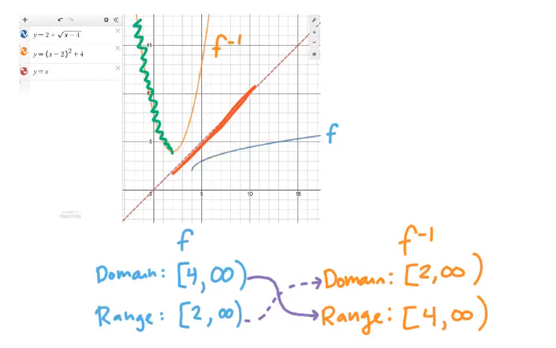So we have to restrict, it's called just restricting the domain to make sure that the inverse function is truly what we want. So just the right half of the parabola is what we would take to be the inverse function. There's a very similar question to this on exit slip 4, so I hope that you find this helpful as you work on exit slip 4 also.